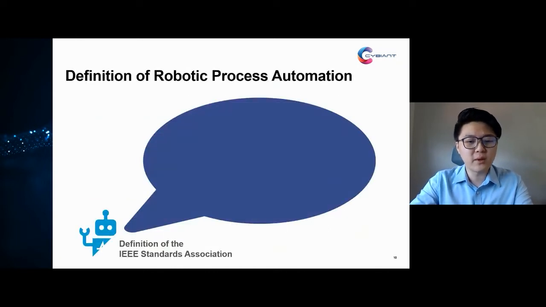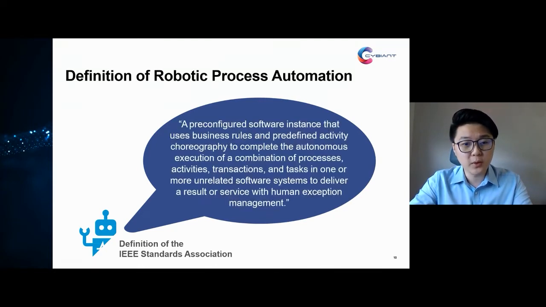In the definition from the IEEE Standards Association, robotic process automation is a pre-configured software instance that uses business rules and predefined activity choreography to complete the autonomous execution of a combination of processes, activities, transactions, and tasks in one or more unrelated software systems to deliver a result or service with human exception management. Well, of course, this is the official definition.